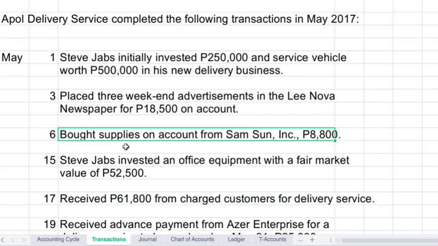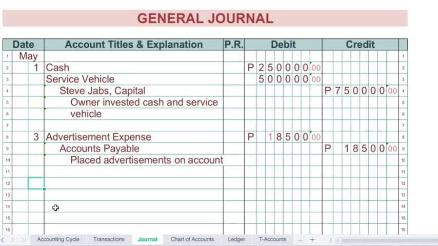So actually, pwede rin naman natin yung i-check dun sa chart of accounts ng business. If it is, or if these transactions are recorded as supplies asset or supplies expense as expense. So, the two accounts affected here are supplies and since meron tayong word na on account, so ibig sabihin utang ito, so we have accounts payable. Okay? So, okay, so we have May 6.